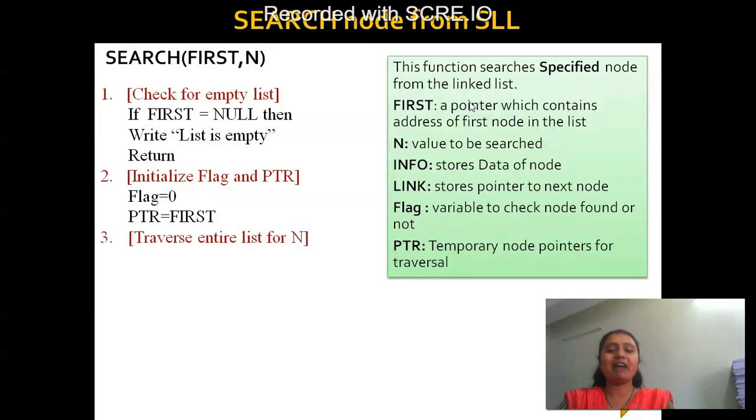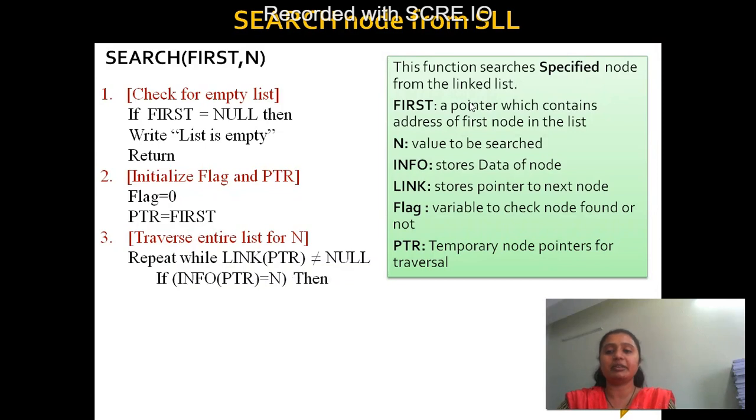So I have to traverse the entire list to search for a value n. Repeat the whole step until the last node is found. Here the condition link of ptr is not equal to null indicates that until the last node is found, these steps will be repeated.